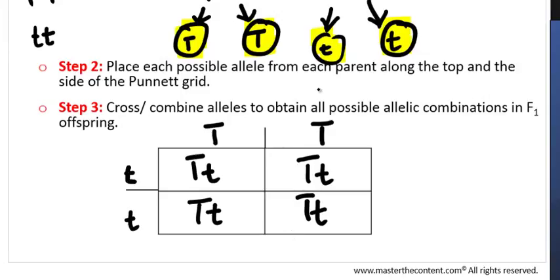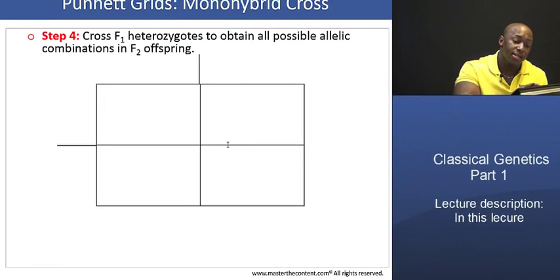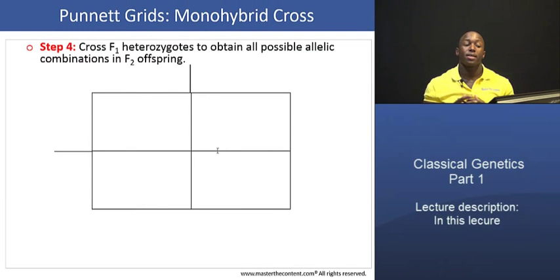So all the F1 offspring will be tall. This is just like we saw in Mendel's experiment where all the F1 offspring were purple colored. Now, in step 4, to determine the genotypic and the phenotypic ratios in the second filial generation, we're going to repeat the exact same process. So we're self-pollinating, we're cross-pollinating F1 hybrids.